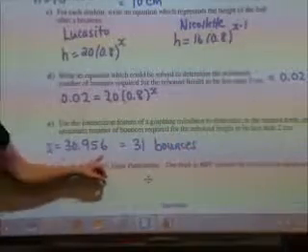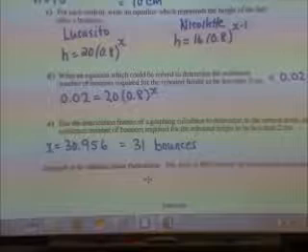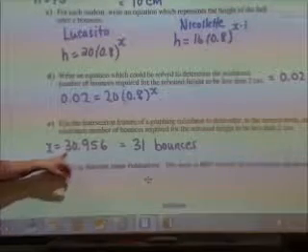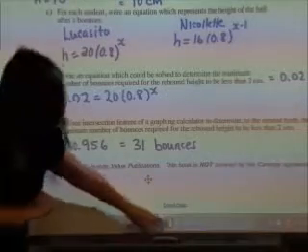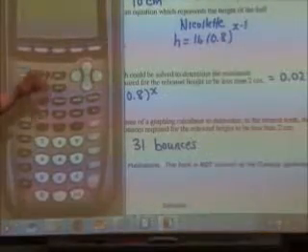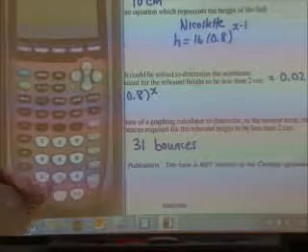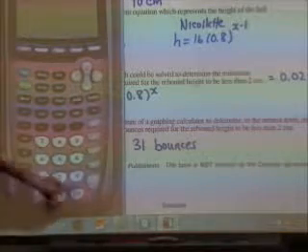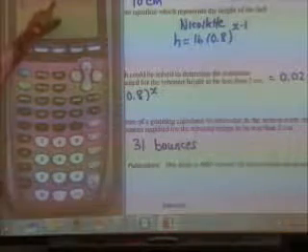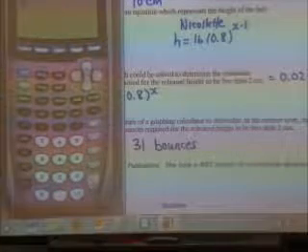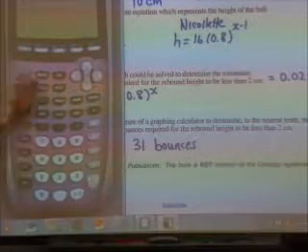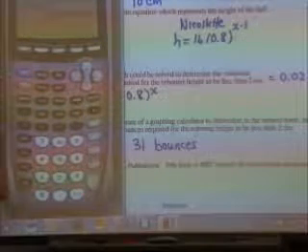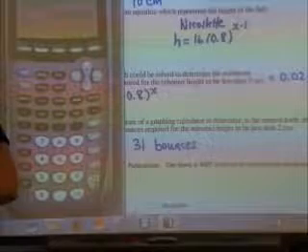If this number here had been 30.32, how many bounces would I need? I would still need 31 because at 30 bounces the height isn't quite enough. And I could check that. If I used just the formula and I went 20 times 0.8 to the power of 30, I get 0.0247, which is about 2.5 centimeters. It's only when I put in 31 that it's below 2 centimeters, and that was the condition of the question.